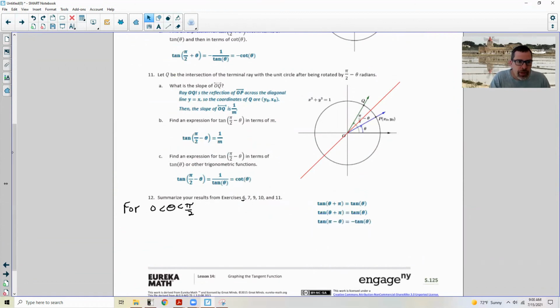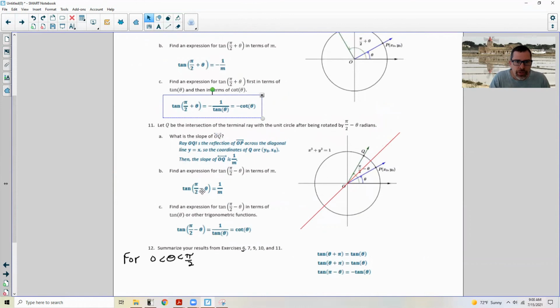Exercise 10, part C, what did we conclude? Well, the tangent of pi over 2 plus theta equals the negative of 1 over tangent of theta, which is equal to the negative of cotangent of theta. So that's part of our summary. So I'll put that right here.